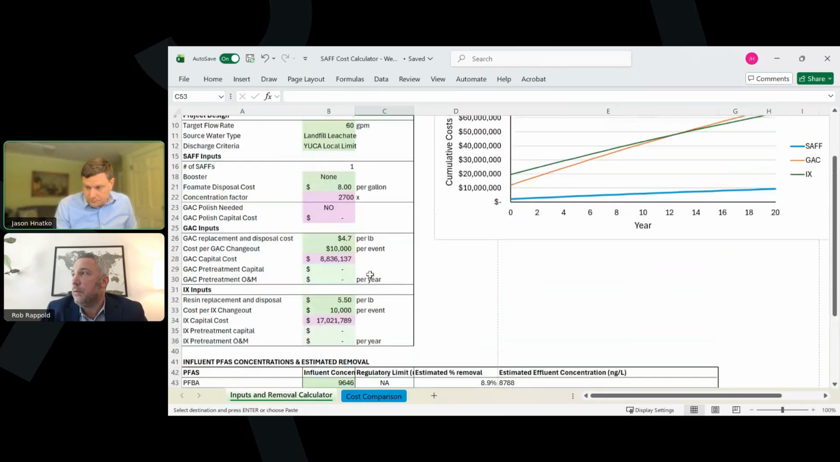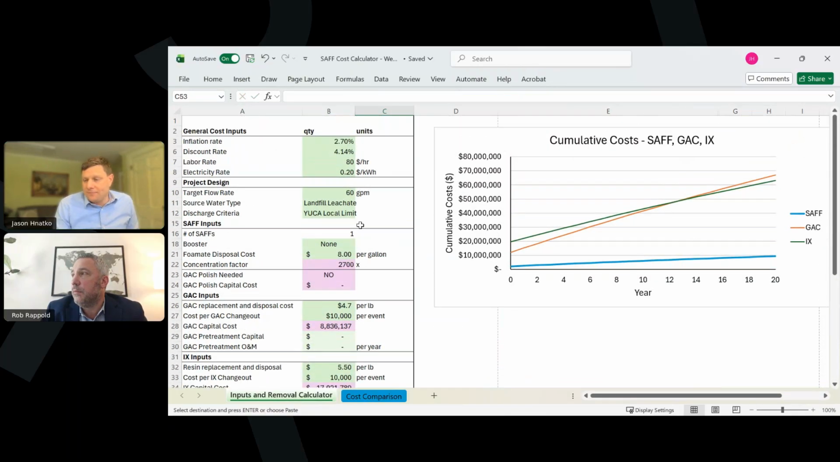So what happens when we come up here is we can see why media-based solutions like carbon and ion exchange resin are not very effective for landfill leachate. The media costs alone in the first year are pushing you up in the $10 to $20 million range. And you can see over time, those are just completely unrealistic costs. And the reason for that are all the co-contaminants that are in landfill leachate that will reduce the amount of PFAS that can sorb to your media.